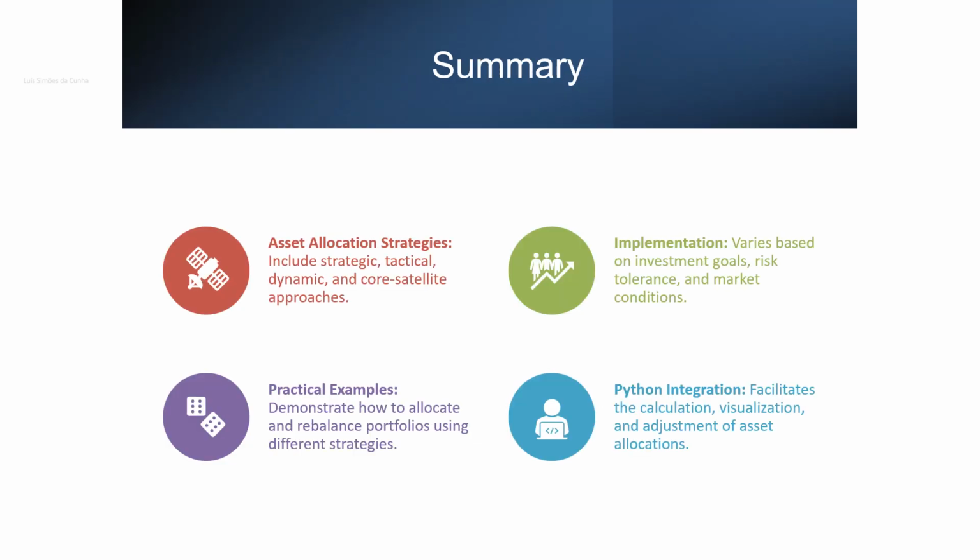Asset allocation strategies include strategic, tactical, dynamic, and core satellite approaches. Implementation varies based on investment goals, risk tolerance, and market conditions. Practical examples demonstrate how to allocate and rebalance portfolios using different strategies. Python integration facilitates the calculation, visualization, and adjustment of asset allocations, enhancing portfolio management.